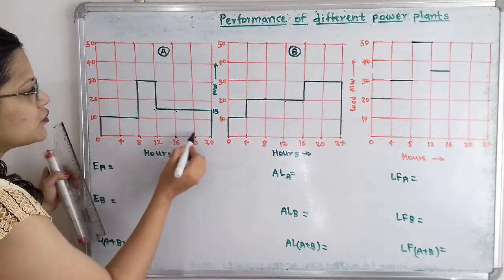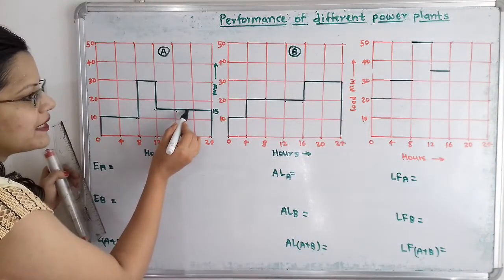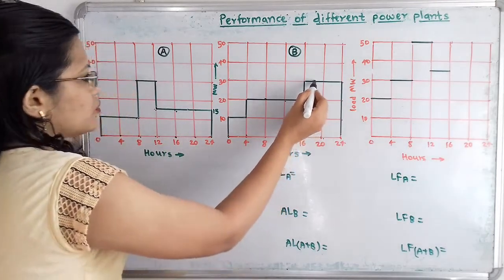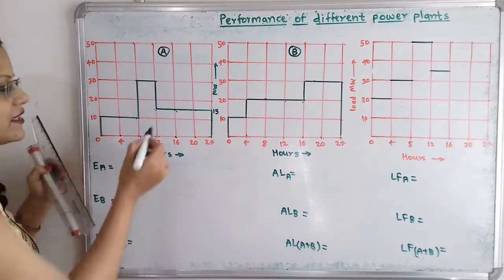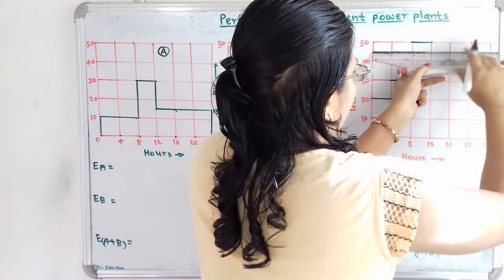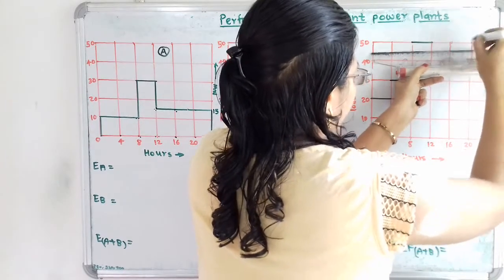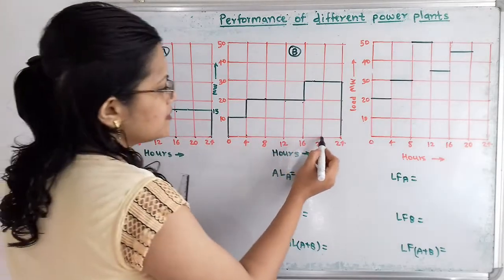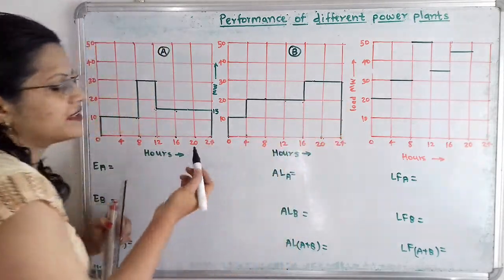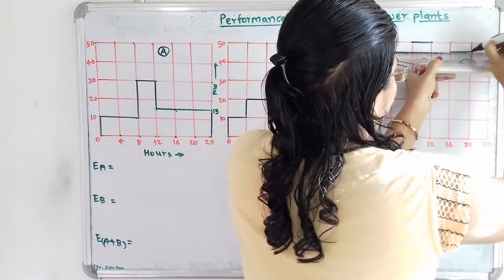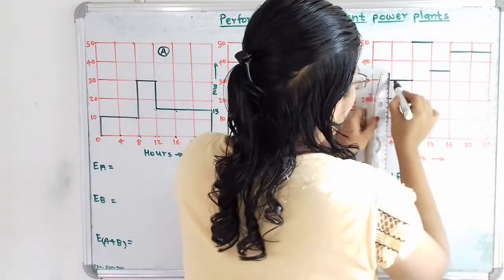Then for 16 to 20, again here is 15 and here 30. So 30 plus 15, that is 45. So we make one line for 45. Then 20 to 24. Here is 15 and here is 30. So 30 plus 15, that is again 45. So we will make one line. Now we will join all these lines.